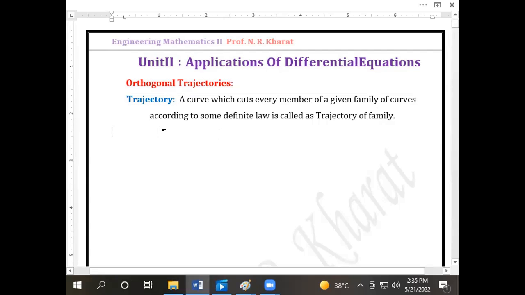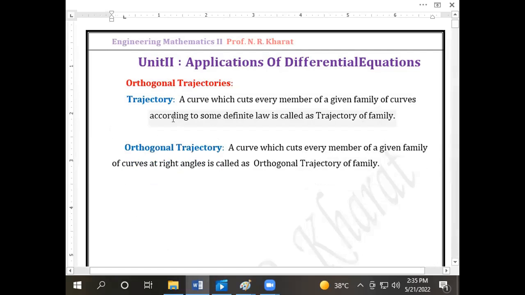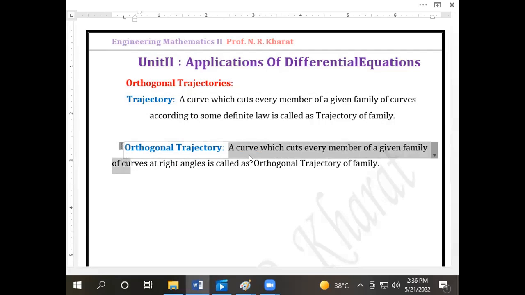Now we will move on to what is meant by orthogonal trajectory. We already saw what is meant by trajectory. If two curves intersect each other and their intersection angle is, suppose, 90 degrees, then it is said to be the orthogonal trajectory of the given families. The definition of orthogonal trajectory is that the curve which cuts every member of the given family of curves at right angles is called the orthogonal trajectory of the family.